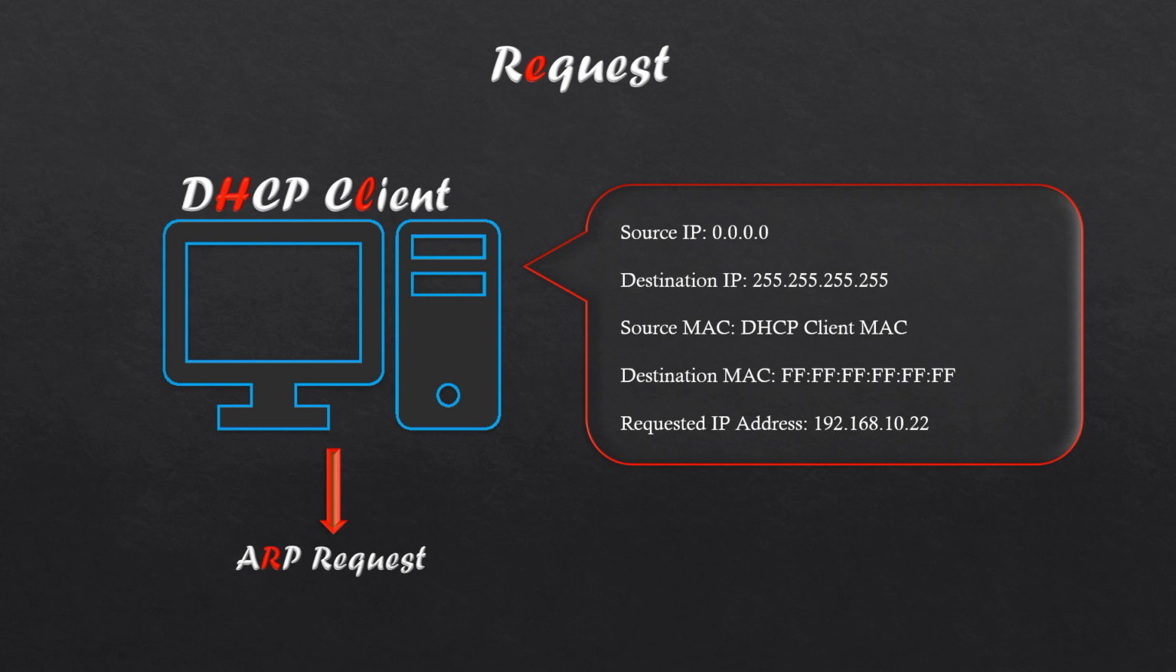But if you see, the destination IP and the MAC address is using the same broadcast IP and the MAC address. This is because if there are multiple DHCP servers in the network, then all servers should get the request. In this case also, it is the layer 2 and the layer 3 broadcast that is happening here.